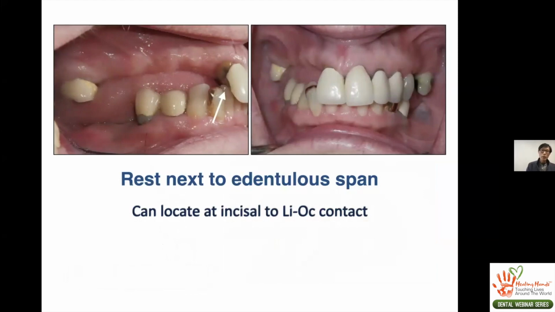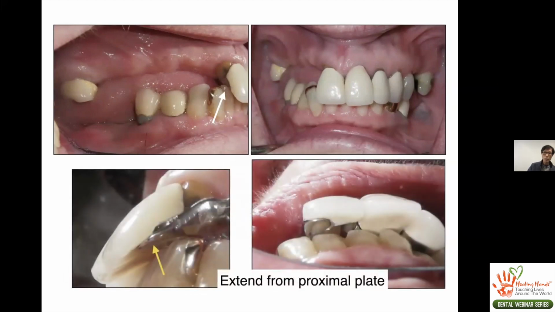But occasionally we can develop the lingual latch at the incisal to the lingual occlusal contact, especially if the abutment is sitting next to an edentulous span. And this is one case where you can appreciate how deep the anterior overbite is. And there is no room to develop a cingulum rest at the gingival to the lingual occlusal contact. So the plan was to create the rest at the incisal to the lingual occlusal contact.